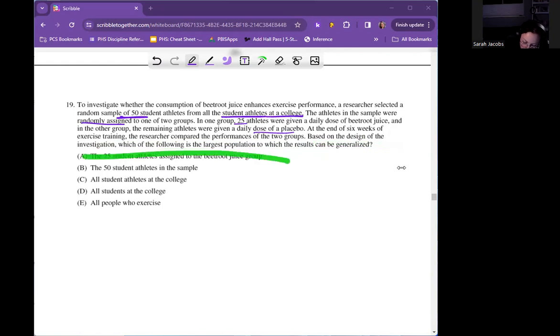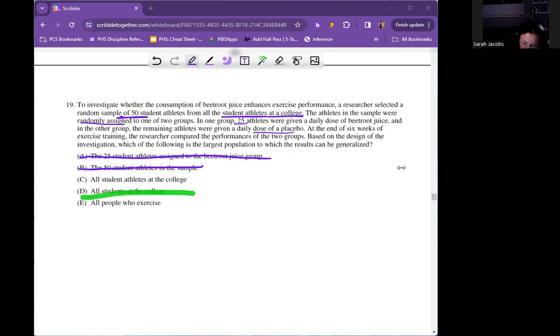So the 25 students, athletes assigned to the beetroot juice, no, we're doing a sample so that we can say something about a larger population. Our sample, sure, we know what happened to those people, but we want to extend it. Same thing for B. It's more than just the 50 student athletes, right? We can say a little more than that. All student athletes at the college, that's pretty good because we took 50 student athletes from this college. And so we can probably extend this to all the student athletes at the college.